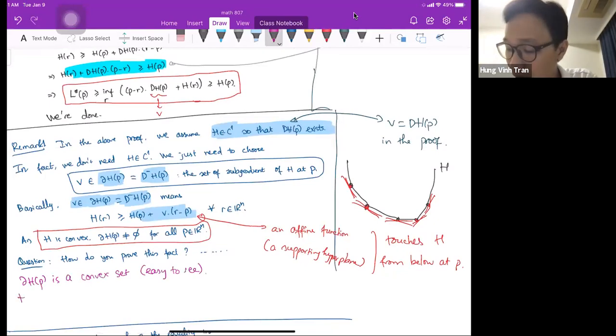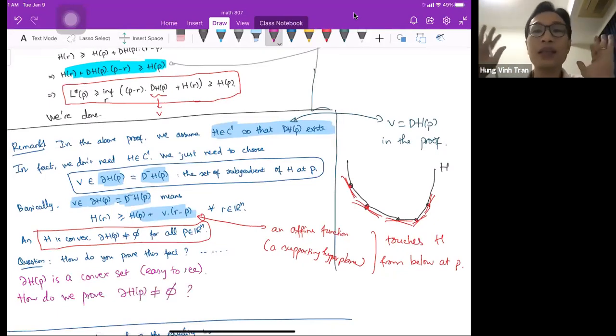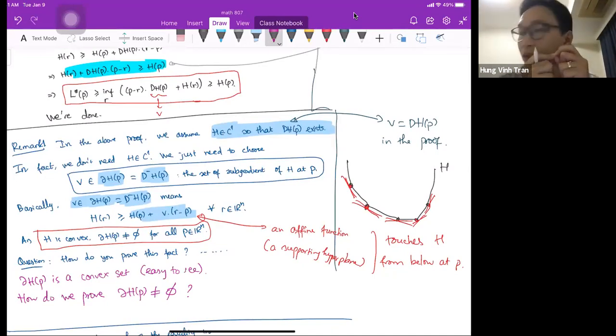But then how do we prove this set is non-empty? And this is clearly false for general functions. We all know the function like sine of 1 over x that is oscillating like crazy near 0, or maybe x times sine of 1 over x. It's oscillating like crazy near 0. It's not differentiable at that point. And also you cannot find any sort of supporting hyperplane or something like that.